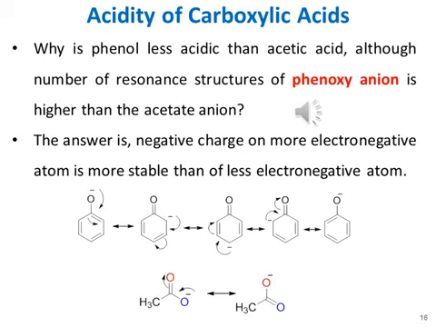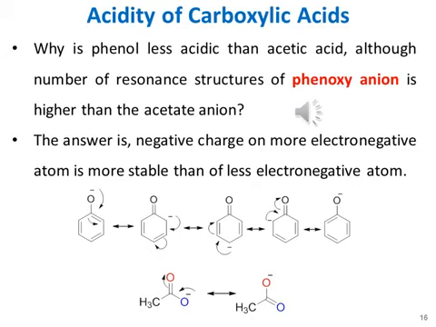Here's the detailed explanation of why phenol is less acidic than acetic acid, although the number of resonance structures of the phenoxy anion is higher than that of the acetate anion. The answer is that a negative charge on a more electronegative atom is more stable than on a less electronegative atom. So in the case of acetic acid, the resulting acetate anion is resonance stabilized, and the negative charge is resonating on the hydroxyl oxygen and on the carbonyl oxygen, which I have shown in blue and red colors respectively.